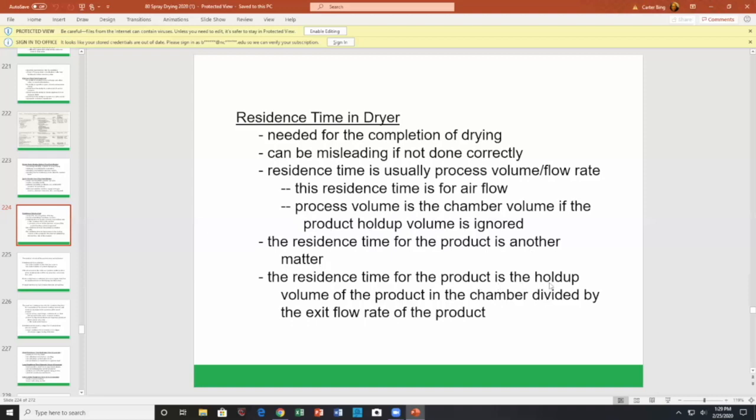Residence time for the product is the hold-up volume of the product in the chamber divided by the exit flow rate of the product. So air is easy. The residence time for the solids or the drops is a different matter. What's the residence time of a drop before it all evaporates?